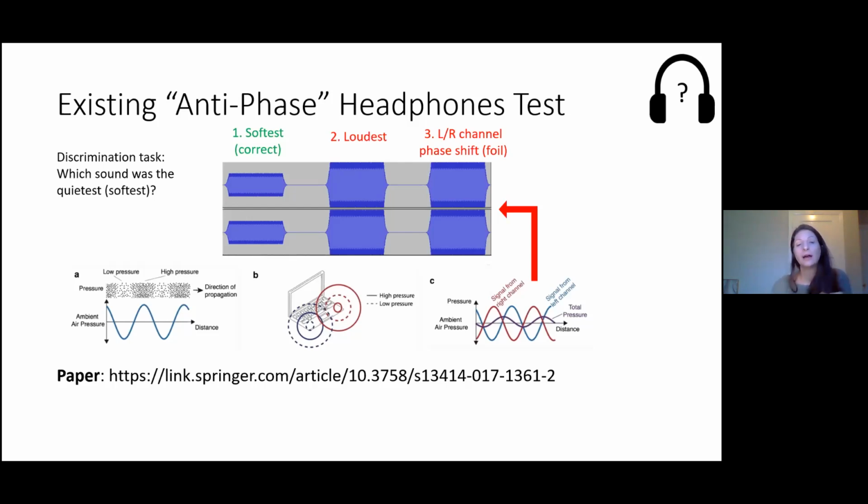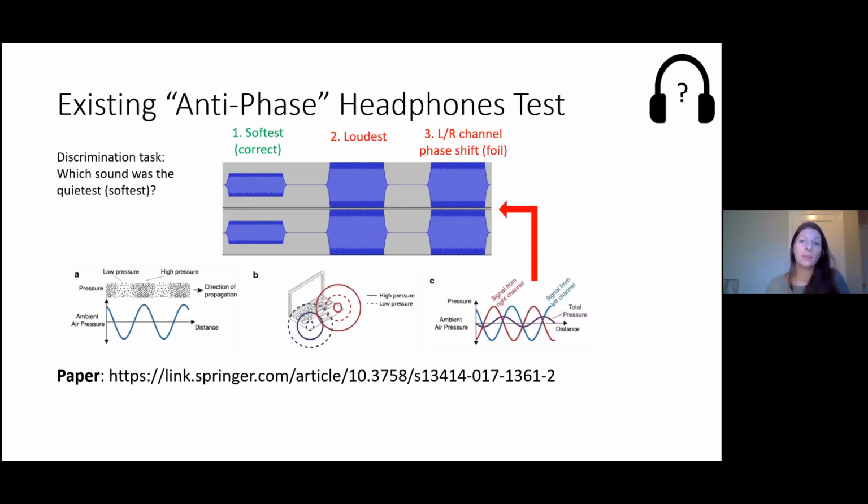But over speakers, those left and right channels have a chance to mix together before they reach the ear. And so they cancel each other out to a certain extent. And so when you're listening in a free field over speakers, then that last tone will sound more quiet. And so that becomes the foil response, which you're more likely to make if you're listening over speakers rather than headphones.